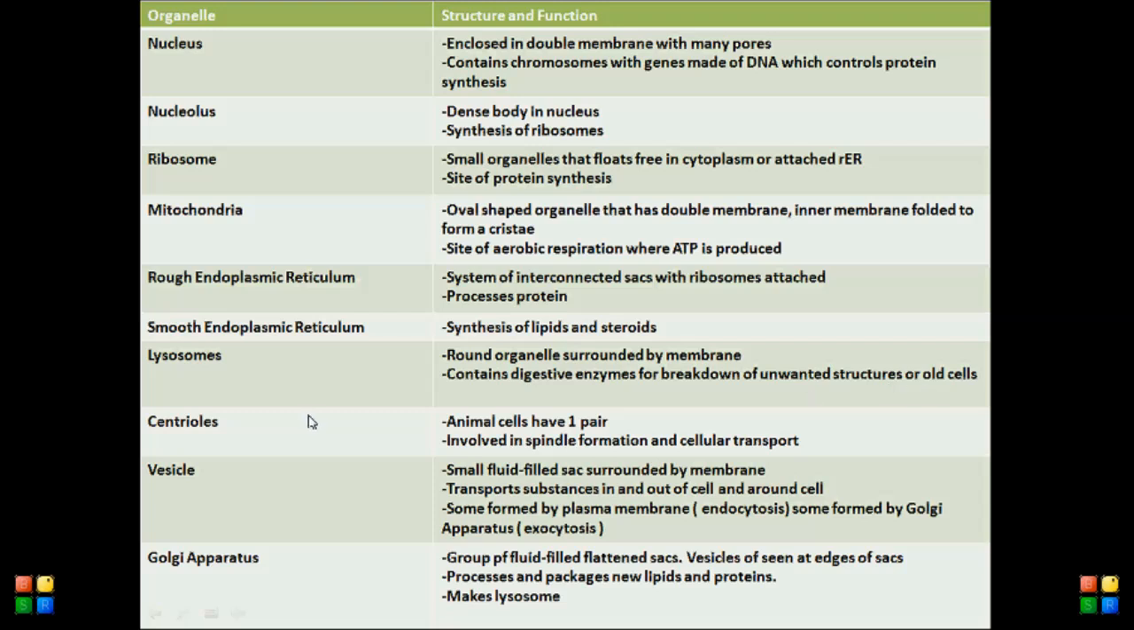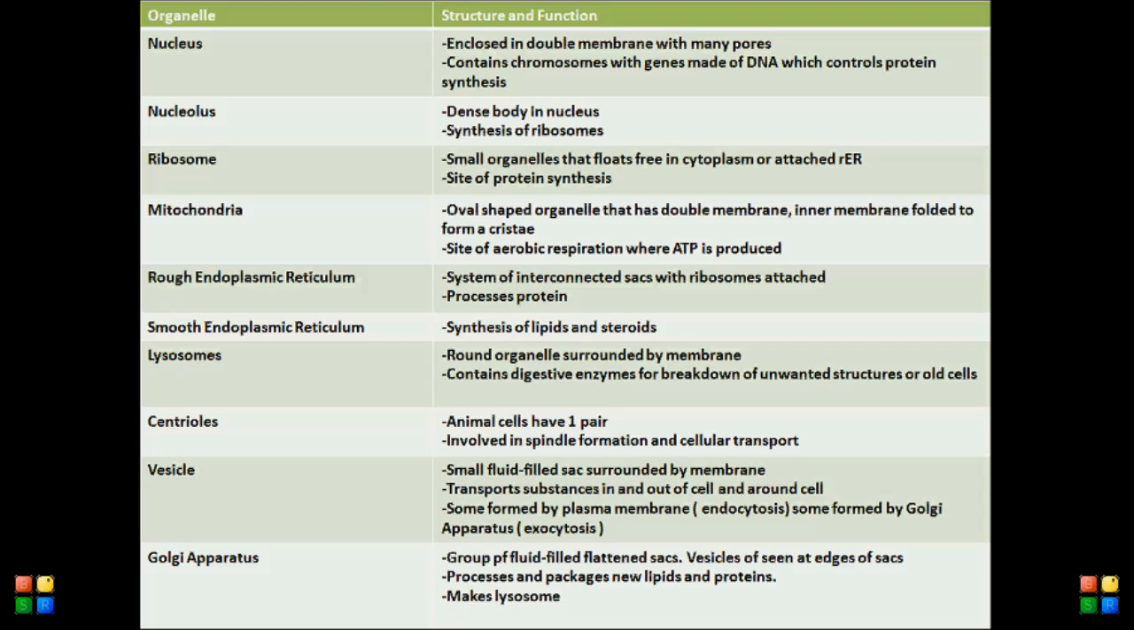Centrioles, most animal cells have one pair, and it's involved in the spindle formation and cellular transportation during mitosis. A vesicle is a small fluid sac surrounded by just one membrane, and it transports substances in and out of cells and around the cell. Some are formed by the plasma membrane by endocytosis, and some are formed by Golgi apparatus during exocytosis. Vesicles is also very common in the exam, so please do understand it.